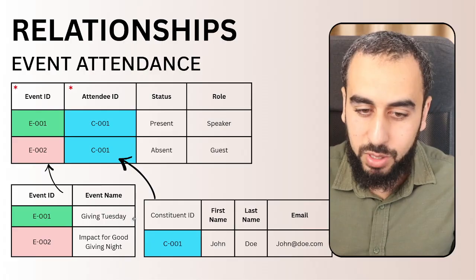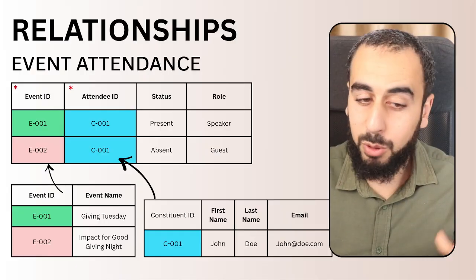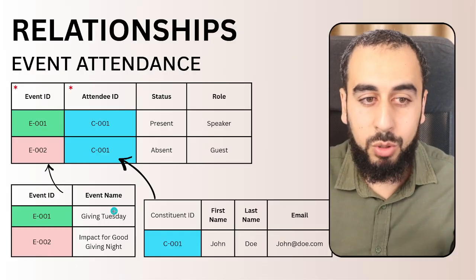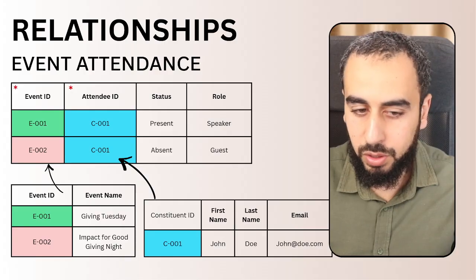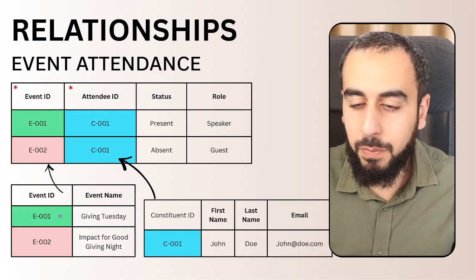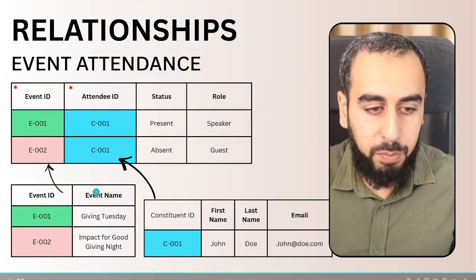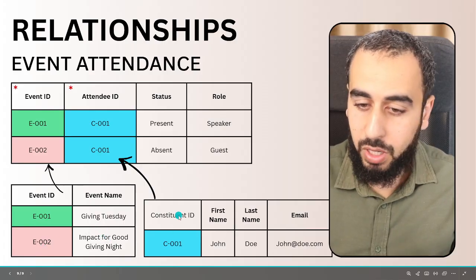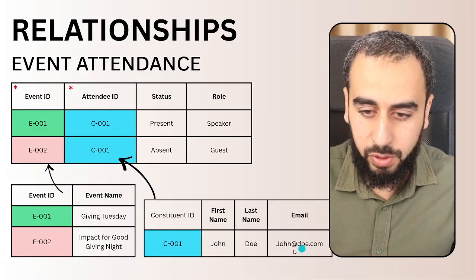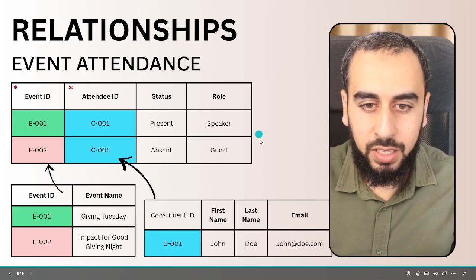We have Giving Tuesday, but we had Giving Tuesday last year. We had another Giving Tuesday. We're going to have another Giving Tuesday. So if you were to use the name, then you might end up with multiple entries. Which Giving Tuesday are we referring to? But if you use an ID, there is only one. So we have multiple events, and for every event, we have an ID and a name. And then we have the other table that we looked at earlier, for the constituents. Now, the third table is the event attendance table.